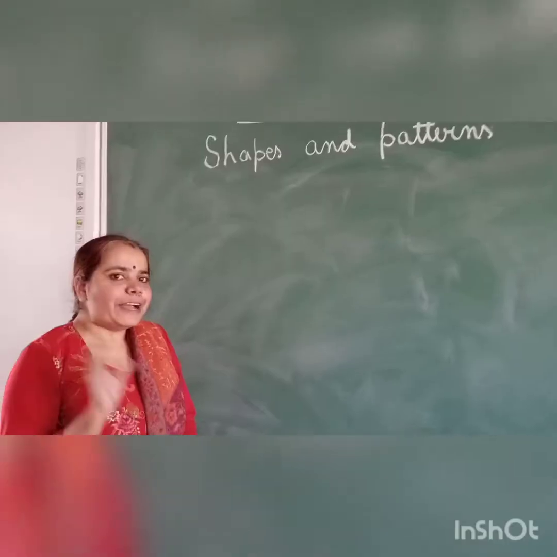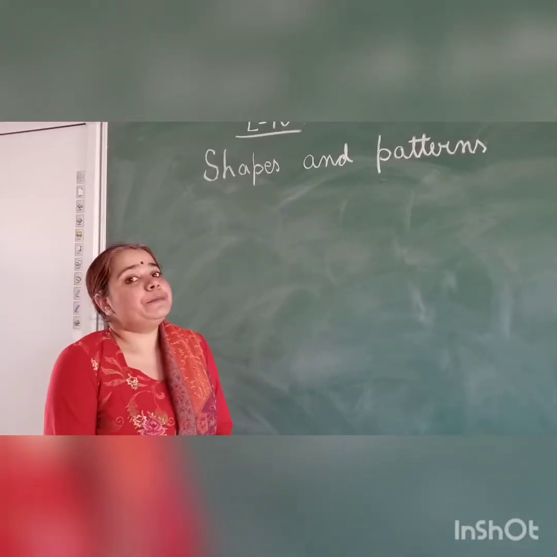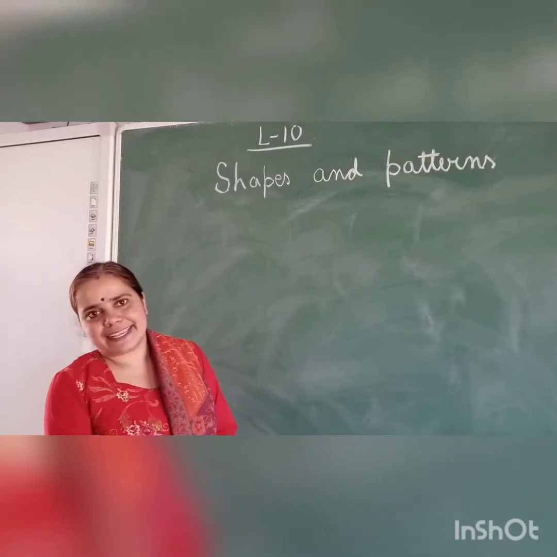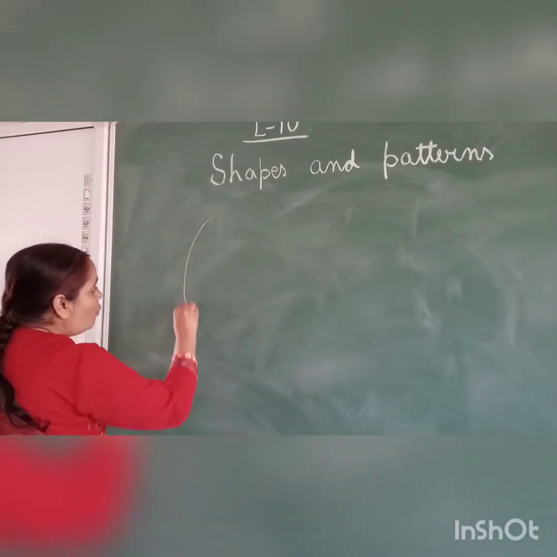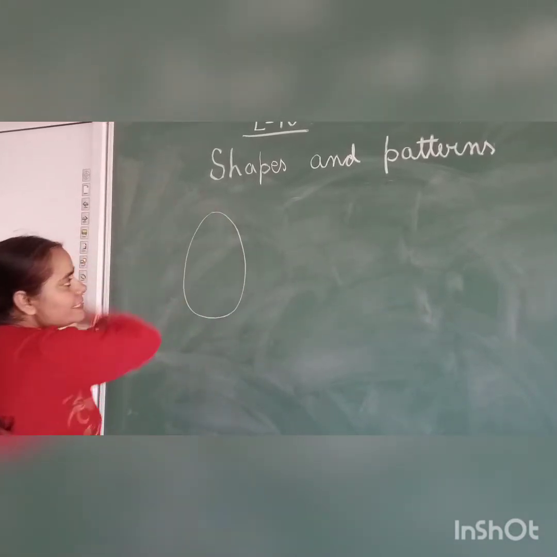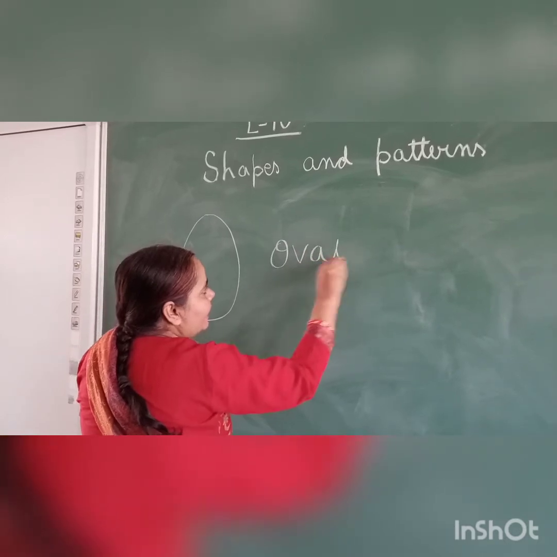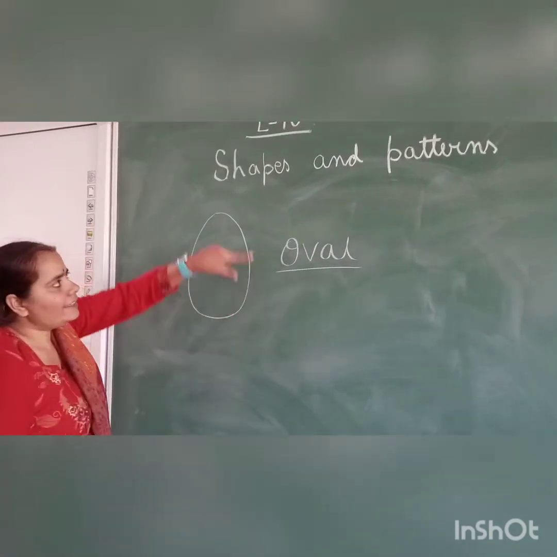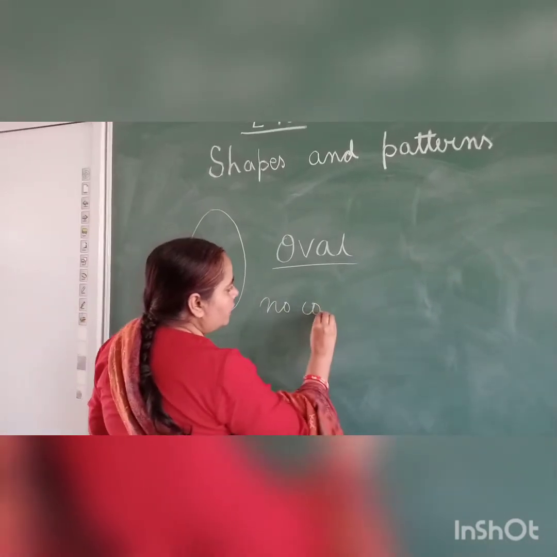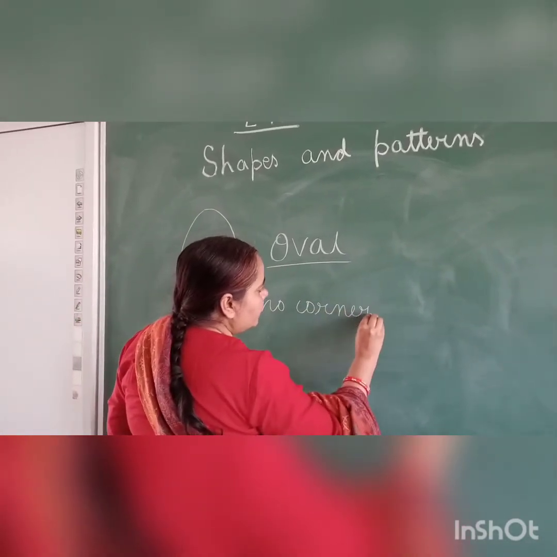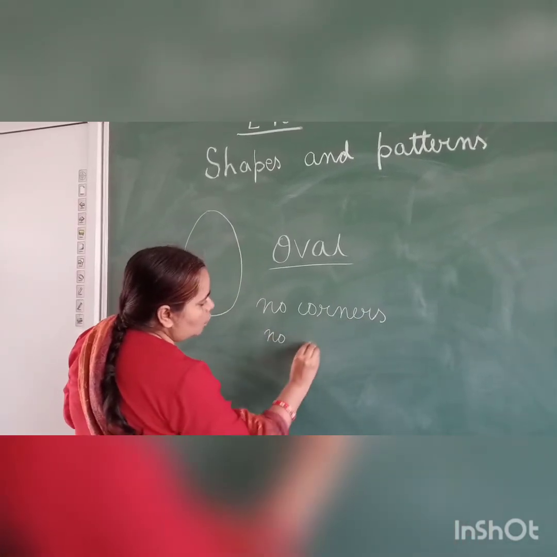Okay, one more shape. This time I am going to tell you about one more shape just like the circle. Which shape is this? This is oval. O, V, A and L. Oval. Again, this shape does not have any corner. No corners. And no sides.